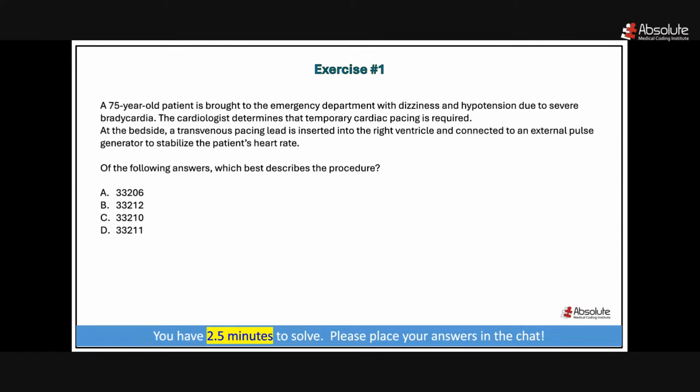A 75-year-old patient is brought to the emergency department with dizziness and hypotension due to severe bradycardia. The cardiologist determines that temporary cardiac pacing is required. At bedside, a transvenous pacing lead is inserted into the right ventricle and connected to an external pulse generator to stabilize the patient's heart rate. Of the following, which best describes the procedure? And coders, your time begins now. All the best.